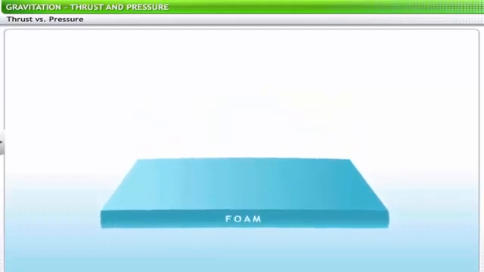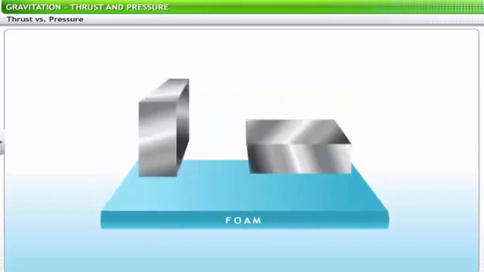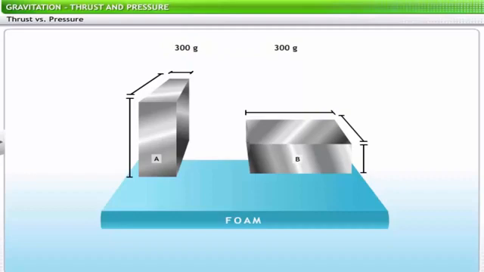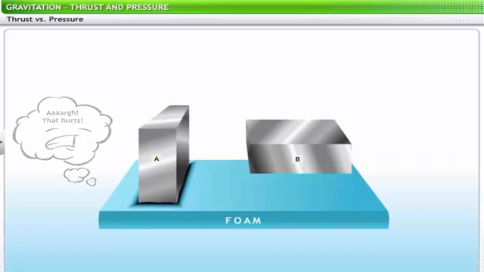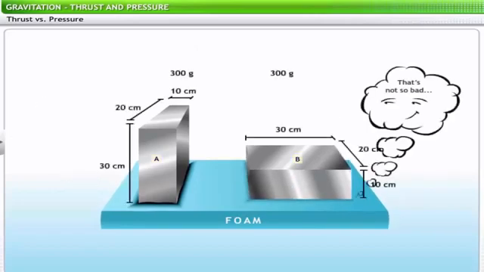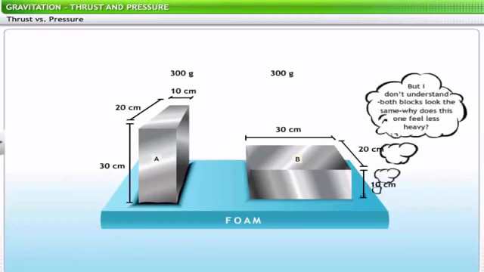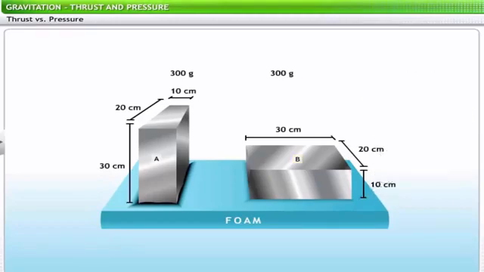Take a piece of foam and two identical metal blocks, say A and B, weighing 300 grams. The length, breadth, and thickness of these blocks are 30, 20, and 10 centimeters respectively. Place the metal block A vertically on the foam and the other iron block B horizontally. Now let's compare the compression of the foam where blocks A and B are placed. The foam shows more compression where the metal block A is positioned vertically.